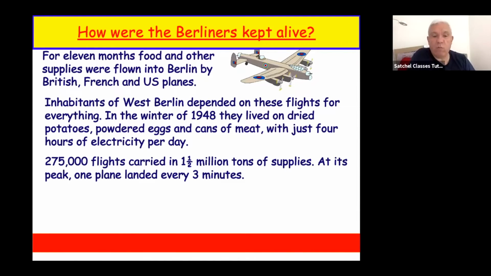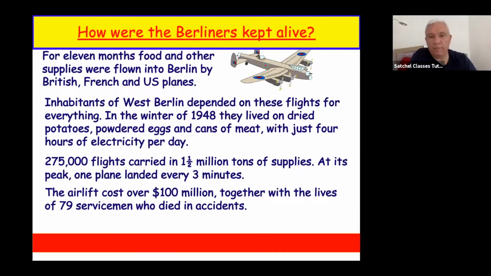275,000 flights carried 1.5 million tons of supplies. At its peak, one plane landed every 3 minutes. So this was an operation. The airlift cost over $100 million, together with the lives of 79 servicemen who died in accidents.